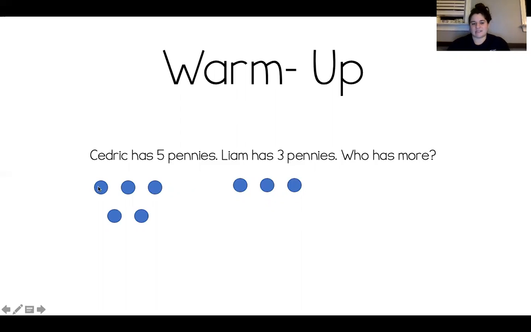I noticed that Cedric has 3 pennies and 2 more. Liam just has 3 pennies. 5 is more than 3, so Cedric has more pennies. We're going to need to use those words more and less to help us in our problems today. We're going to be talking about which team numbers are bigger and which team numbers are smaller. Let's look at some problems to help us.